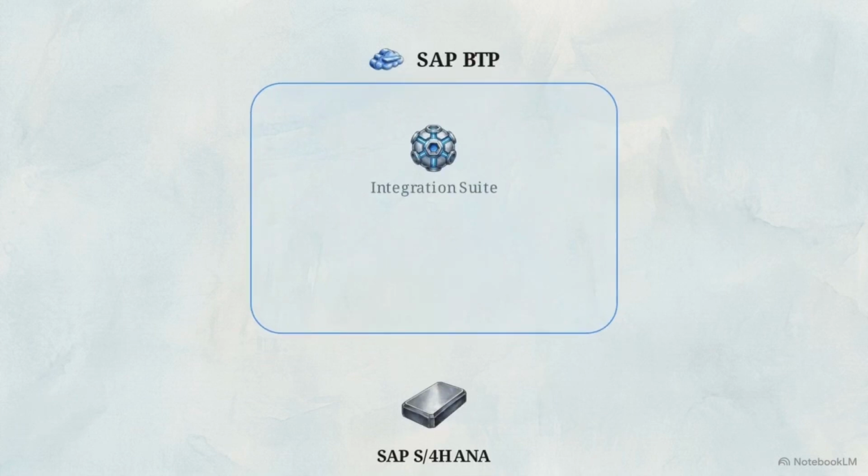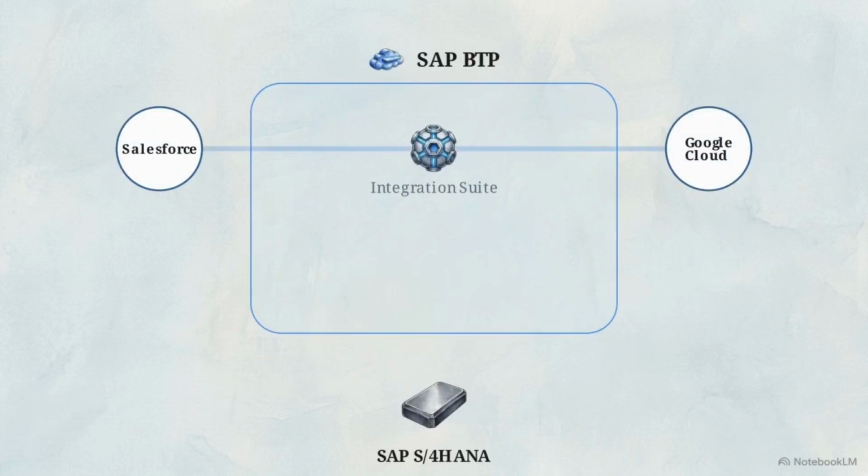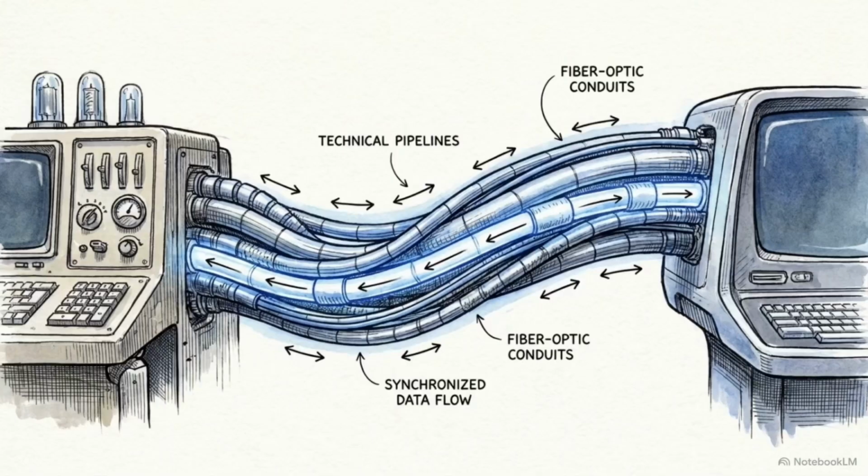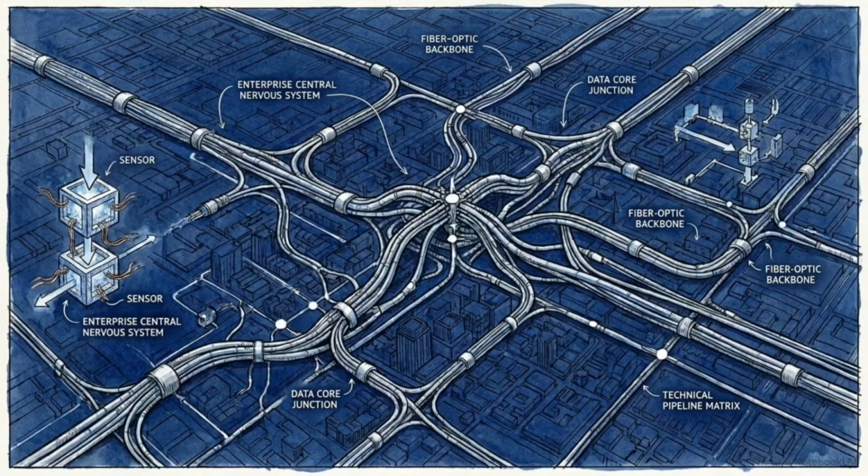SAP BTP addresses this through its second pillar, the Integration Suite. Pipelines extend from these external nodes into BTP, which acts as a central routing hub. BTP uses an API gateway to translate data from non-SAP software. When a new lead is generated in Salesforce, the Integration Suite parses that data into a format the SAP core can interpret. BTP routes this translated data back and forth, maintaining continuous sync between S/4HANA and third-party tools. The platform serves as the central nervous system of the enterprise, ensuring different software architectures communicate.